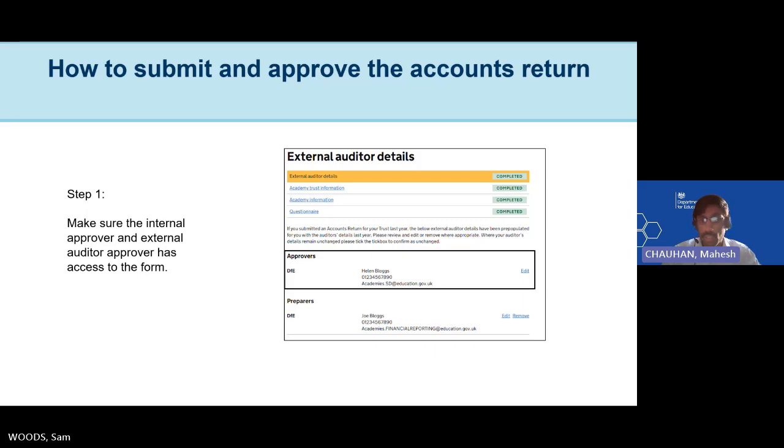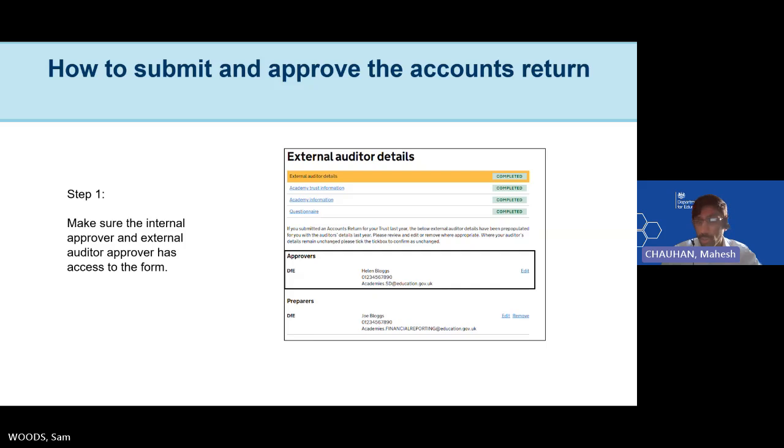So the first step is to make sure that all relevant parties have access to the form. This can be found within the overview section of the form in the external auditor table, as can be seen on the slide. It's very important to make sure that the details you've entered are correct, so that your accounts return trust approver and external auditor approver have the relevant access to the accounts return form. It's a good idea to check this at the earliest possible stage rather than at the end.